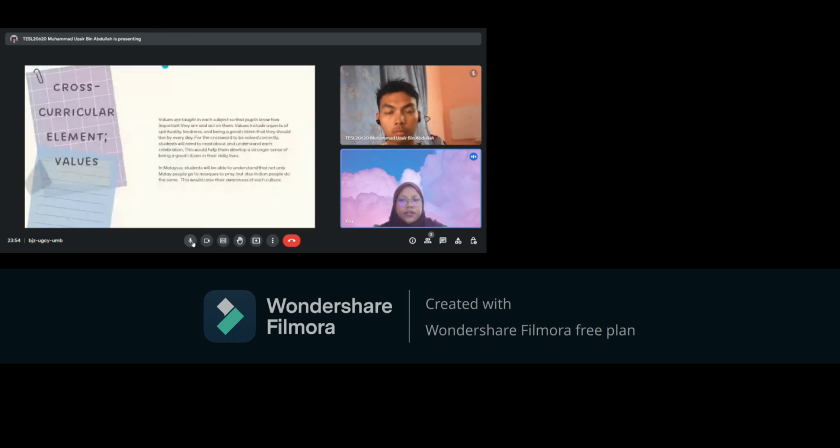Okay, so the first cross-curricular element is values. Values are taught in each subject so that pupils know how important they are and act on them. Values include aspects of spirituality, kindness, and being a good citizen that they should live by every day. For the crossword to be solved correctly, students will need to read about and understand each celebration. Students need to read the essay critically and understand each celebration. This would help them develop a stronger sense of being a good citizen in their daily lives.